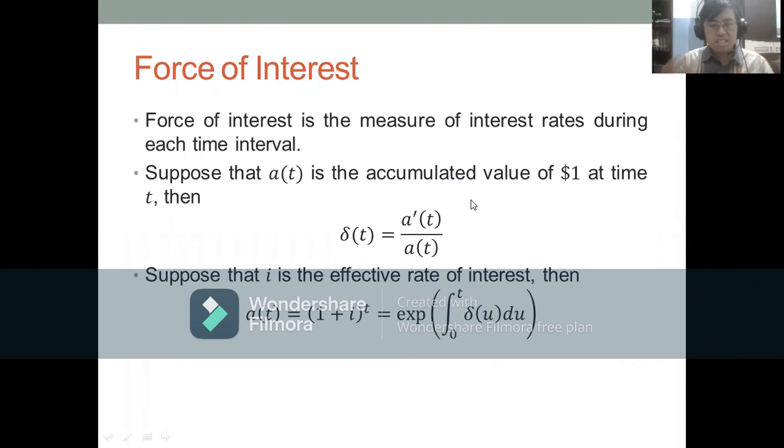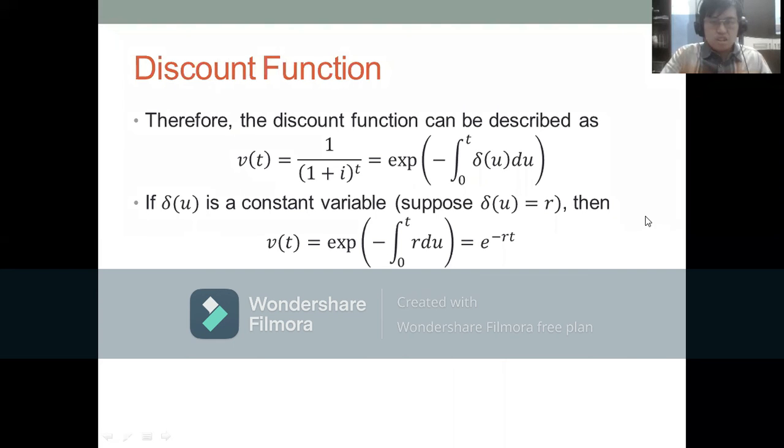So suppose that I is the effective rate of interest, then the function AT itself can be described as a function of its force of interest. Therefore, the discount function can be described as the function below, and if the force of interest is a constant, then we have Vt as an exponential of minus RT.